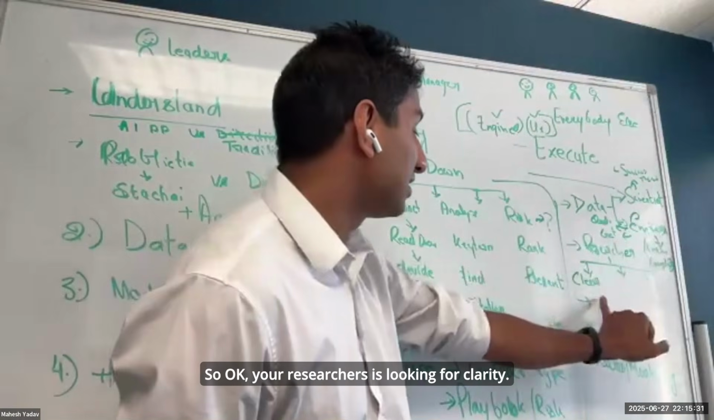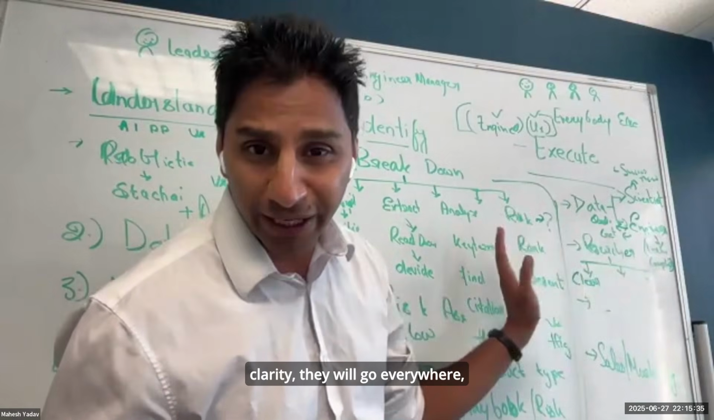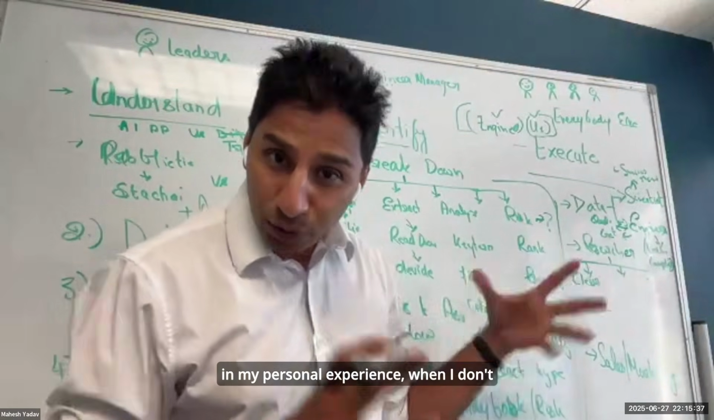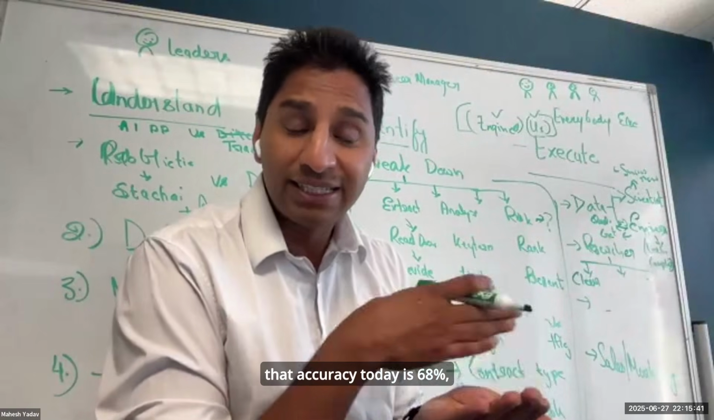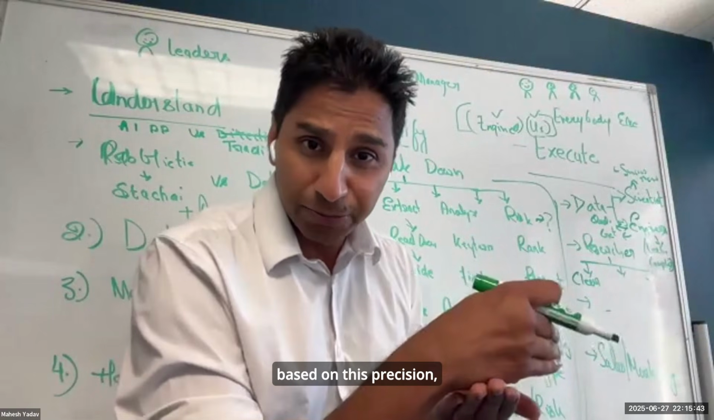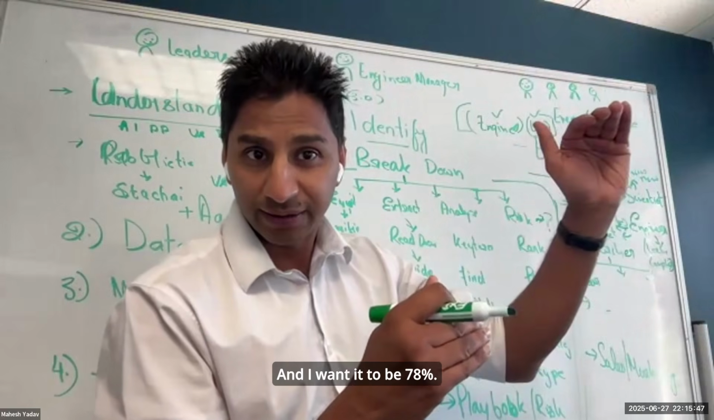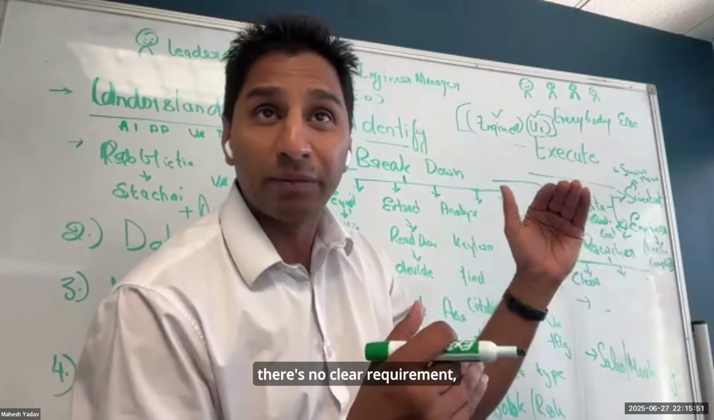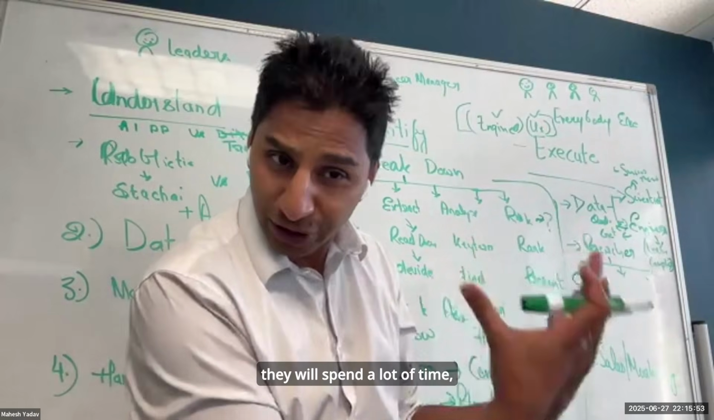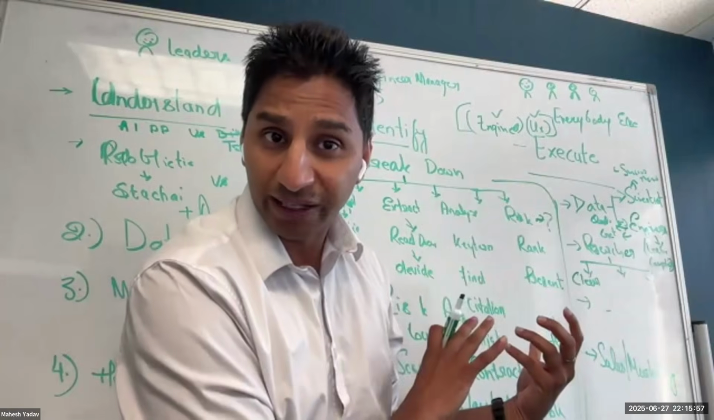So your researchers are looking for clarity. If you don't give this clarity, they will go everywhere. In my personal experience, when I don't set a very hard requirement, such as accuracy today is 68% based on this precision and this recall number, and I want it to be 78%, they will spend a lot of time, 2 to 3 months, and then you will still not get what your customers are expecting from you.